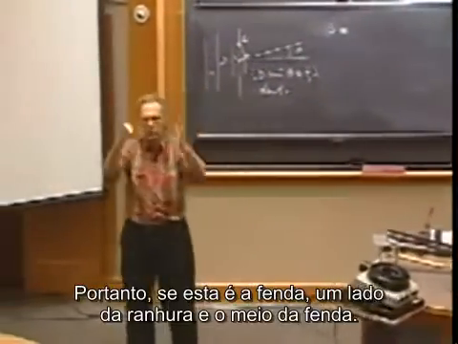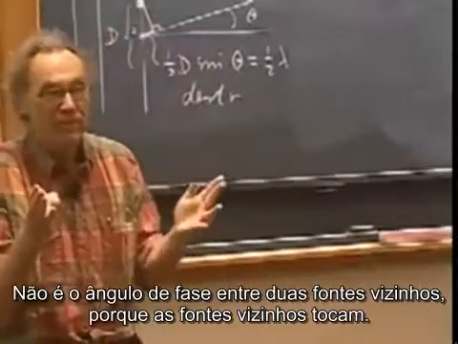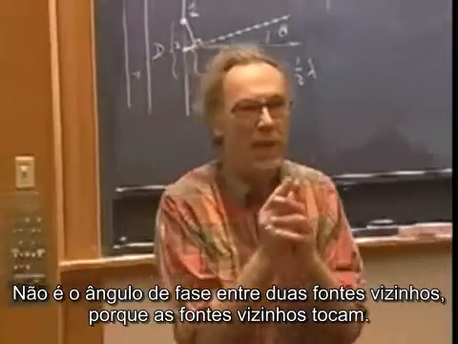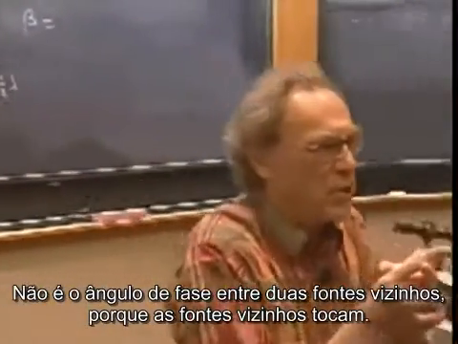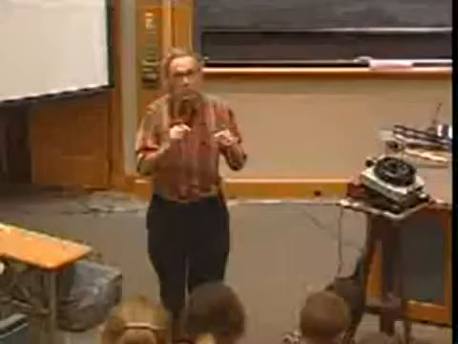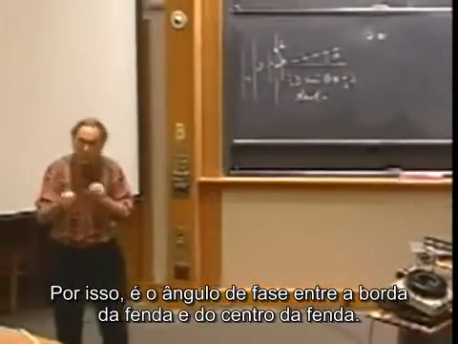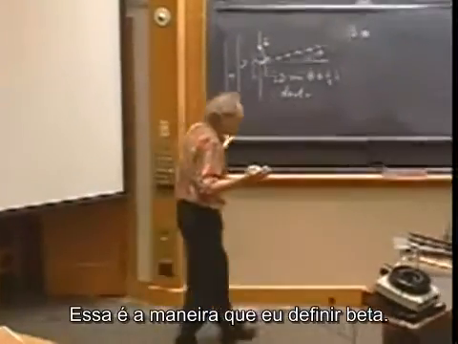So, if this is the slit, one side of the slit and the middle of the slit. It's not the phase angle between two neighboring sources, because the neighboring sources touch each other. There's an infinite number of Huygens sources. It's a continuous Huygens source. So it is the phase angle between the edge of the slit and the center of the slit. That's the way I define beta.